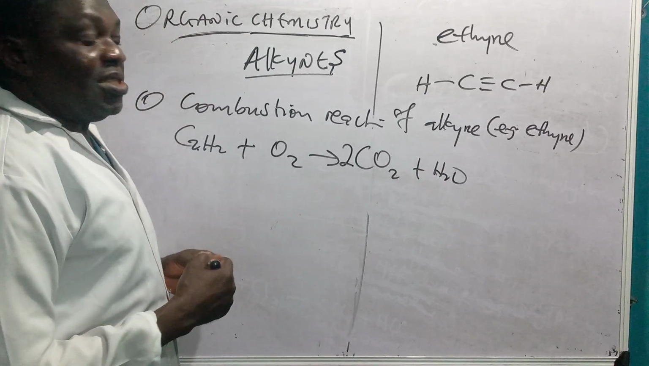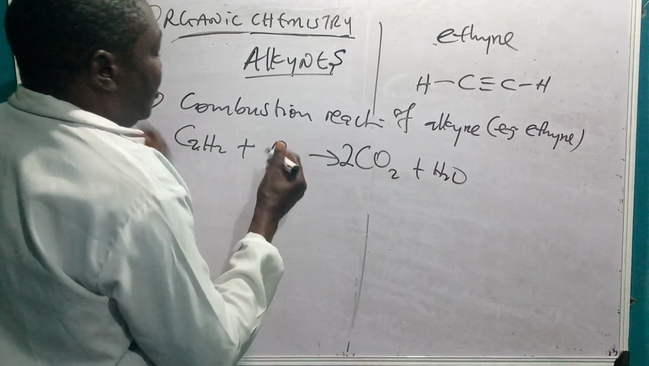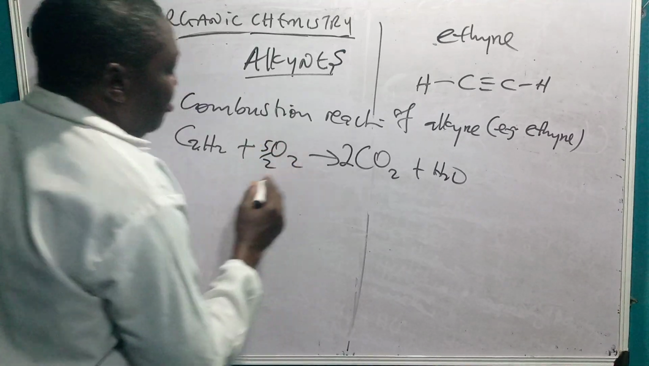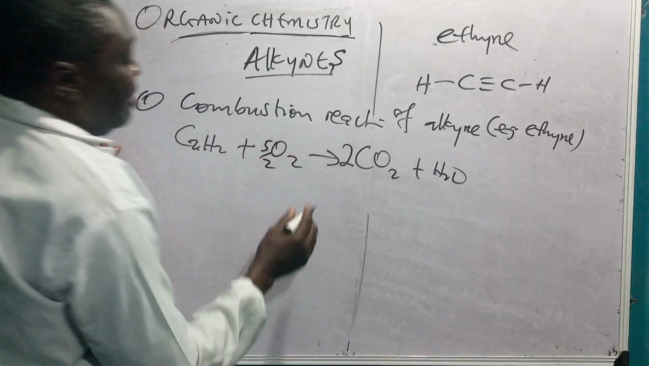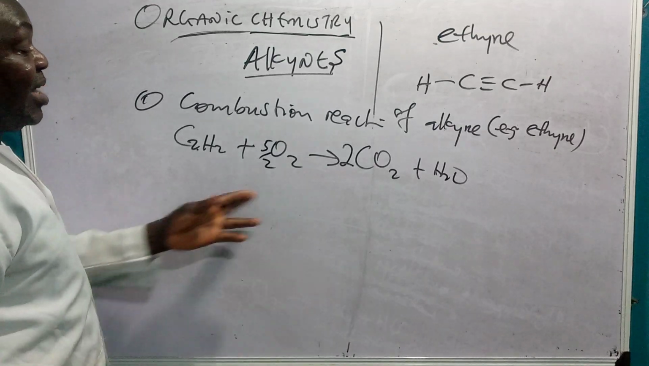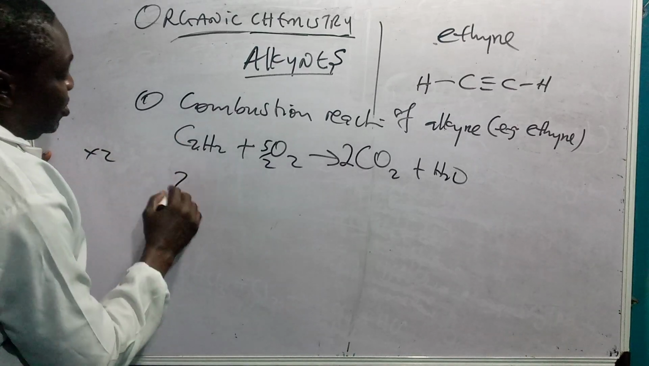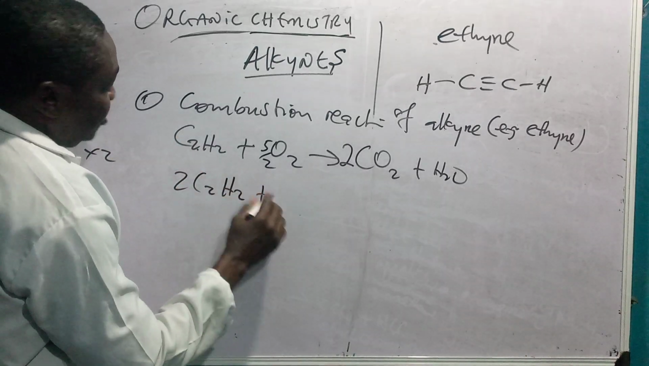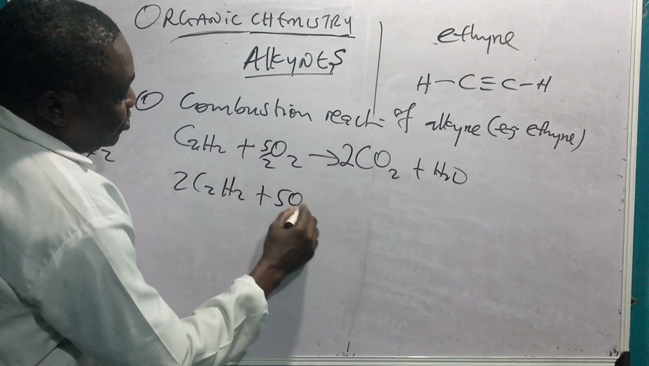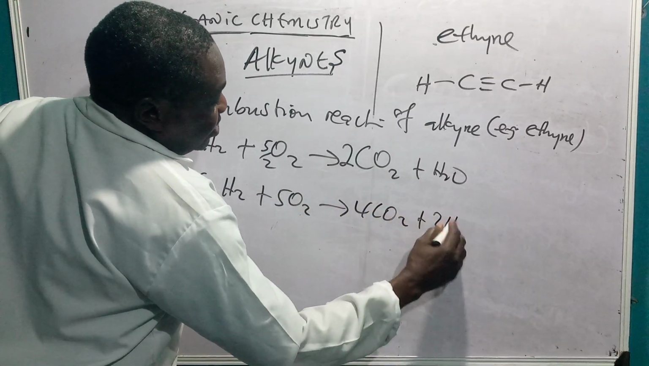Now let's calculate the amount of oxygen. You have oxygen, 2 times 2 is 4, plus 1, 5. You put 5 over 2 here, meaning this one is a fraction. You can leave it like this, correct? But you cannot usually leave it like this because most of your books don't have this type. Therefore, you multiply throughout by 2. It becomes 2C2H2 plus 5O2 to give you 4CO2 plus 2H2O.